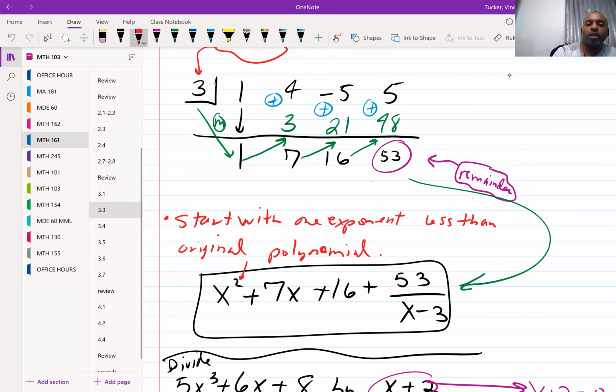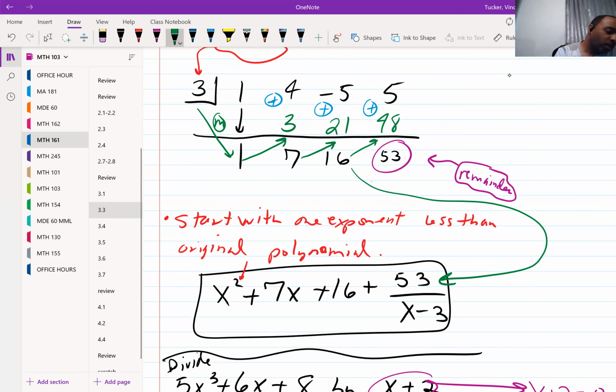So that's why we have 1x squared plus 7x plus 16. And then we have 53 over x minus 3. Remember, 53 is your remainder. There's no x on the 16, because we started with x squared, then it goes x, and then there's no x. Okay, that's the answer.